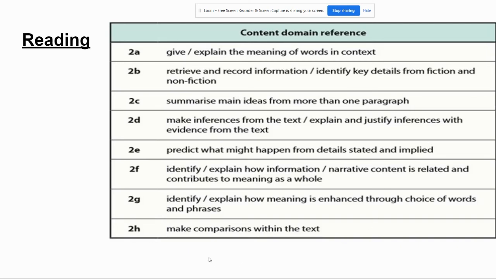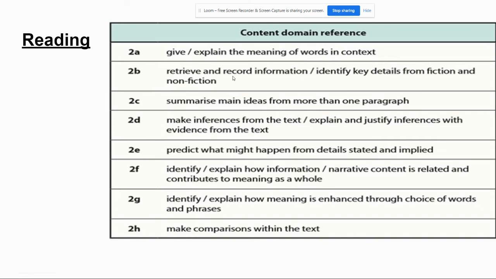Something else they're going to be taught for reading is the content domains. Now, these are really important because this is what the Year 6 SATs test uses to assess them in reading, and they're going to start to learn about these in more detail in Year 4. Essentially, if you look at them like reading skills, in each lesson the children should be learning about a different one of these. So 2A is them knowing the meanings of different words.